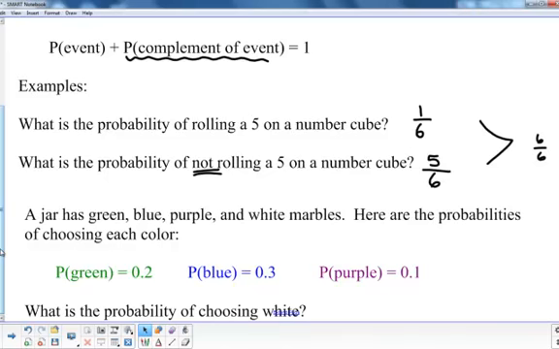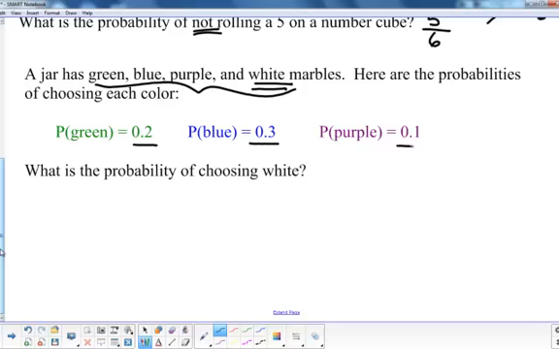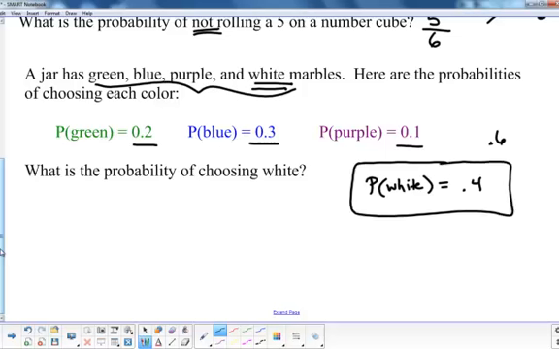Now we're going to draw some marbles. In this lovely jar, our probability of drawing green is 0.2, blue is 0.3, purple is 0.1, and we do not know the probability of white because this problem is explaining that there are 4 different color marbles. If the total probability of everything is 100%, which it always is, 0.2, 0.3, and 0.1 give us 0.6. So the probability of the last option would have to be 0.4, 40%, because that would allow all of these to add up to 100%, or 1.